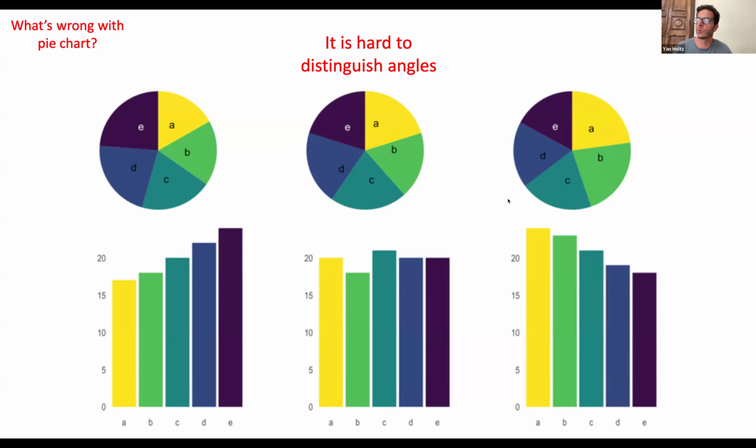But I think you all agree that it's much easier to see the trend here using a bar chart than using a pie chart. Yeah. And there are always a lot of discussion about pie charts. Some people love it, some people hate it. I'm not a pie chart hater.